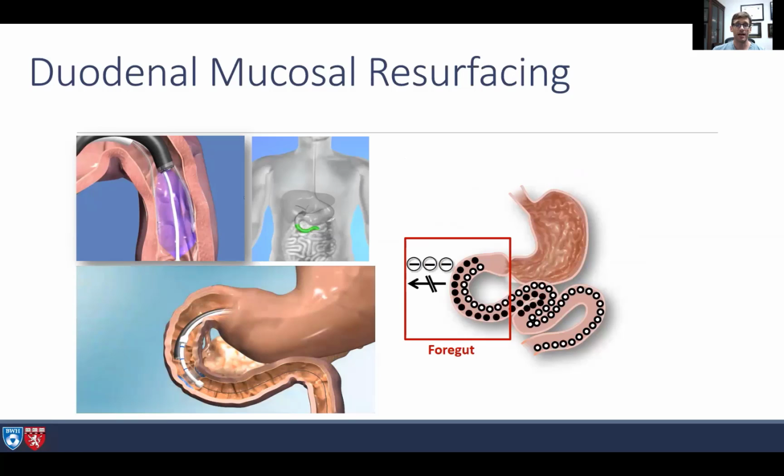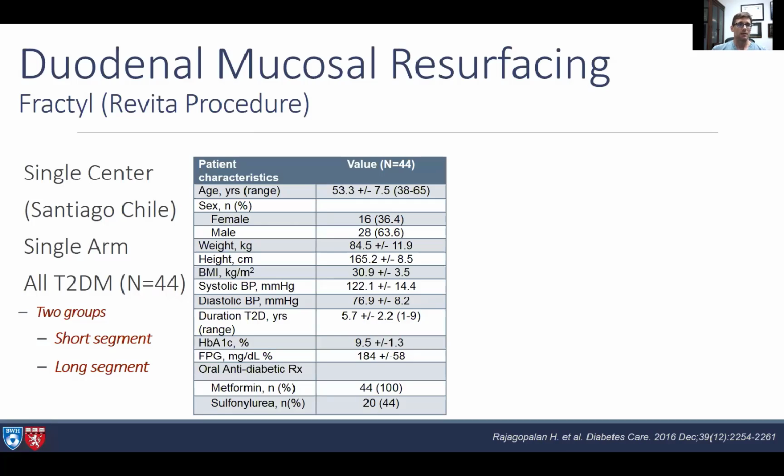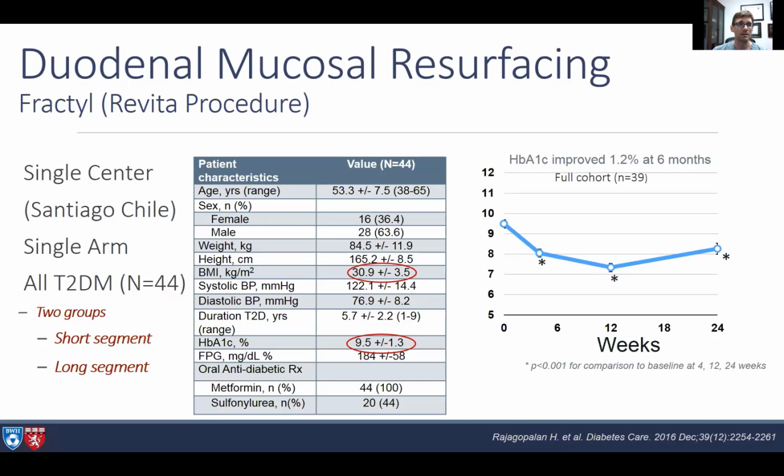And this focuses primarily on foregut mechanisms because you're not really doing much with the hindgut here. The initial pilot study was performed in Santiago, Chile. It was a single-arm study looking at 44 subjects. There were 2 groups, one with a short ablation and one with a longer segment ablation. And you can see the baseline patient characteristics here. BMI not that high, just a bit over 30, and HbA1c was rather high, 9.5, so poorly controlled diabetes, not terribly obese. The A1c improved by 1.2% at 6 months across all comers.